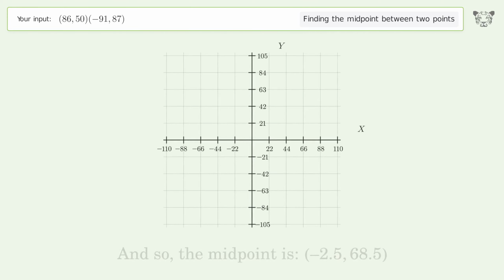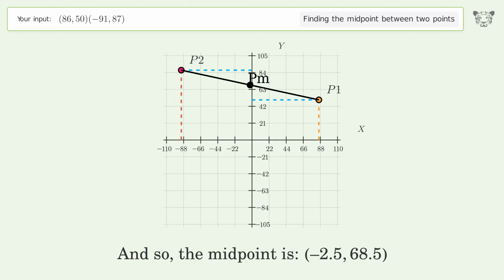And so, the midpoint is negative 2.5, 68.5.